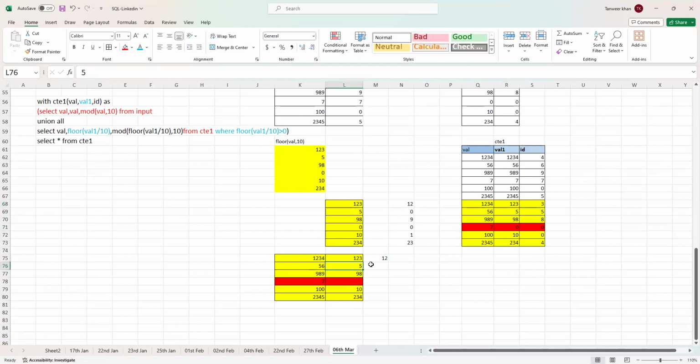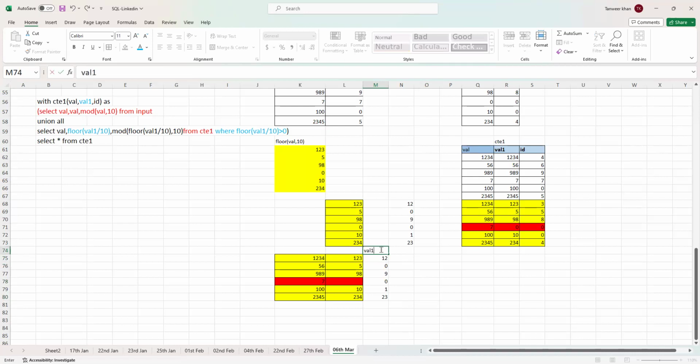For this, what will be the floor? 0. For this, what will be the floor? 9. It is 0, so it is rejected and nothing will be there. This is 0, and this is 1, this is 23. Now this is which column?